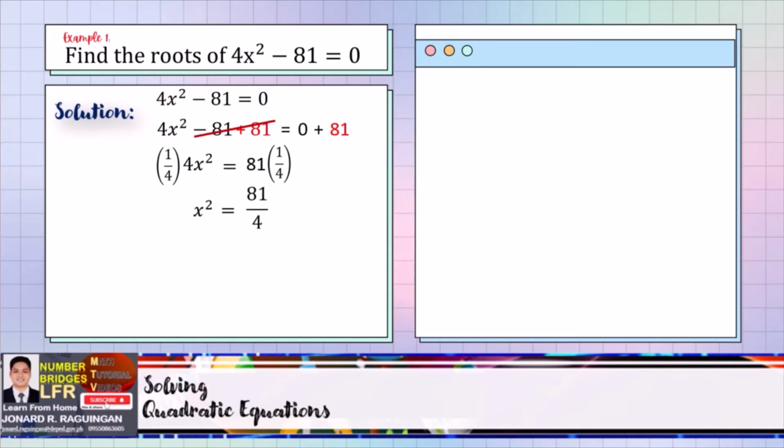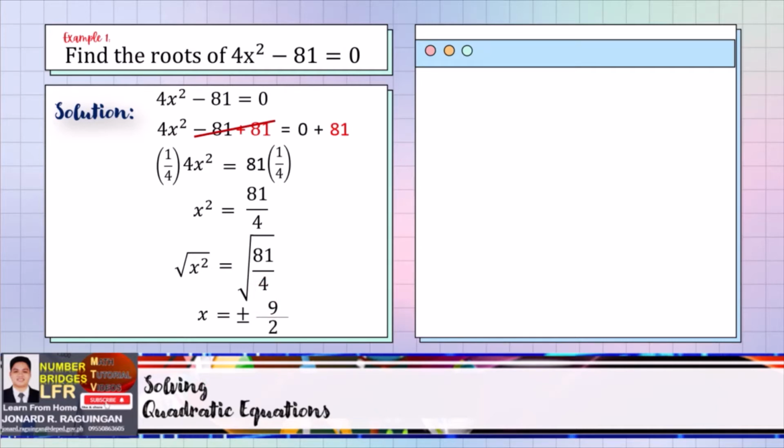Then, extract the square root of both sides. We have the square root of x squared is equal to the square root of 81 all over 4. Then, simplify. The square root of x squared is x, is equal to the square root of a number, which consists of two values, a positive and a negative. The square root of 81 is 9, all over the square root of 4, which is 2.